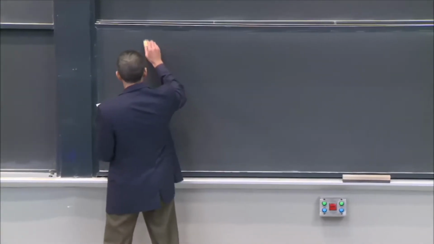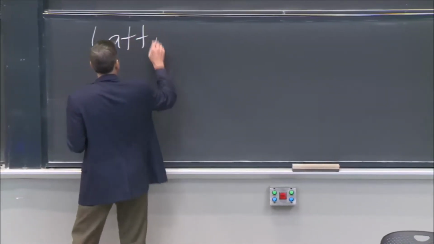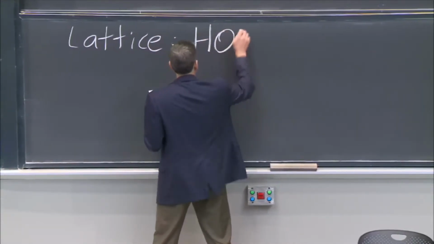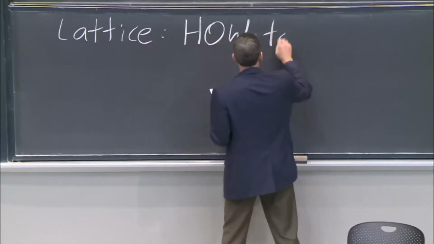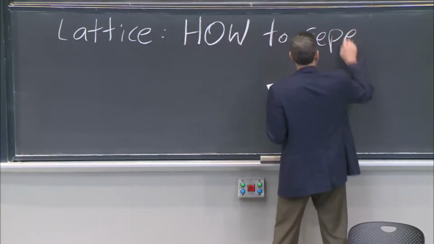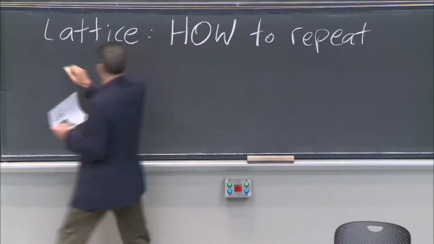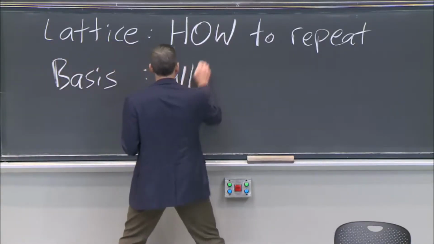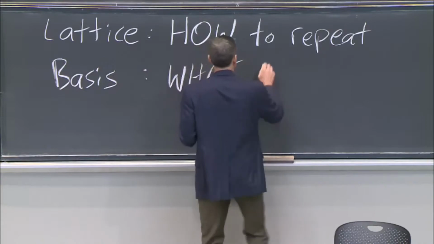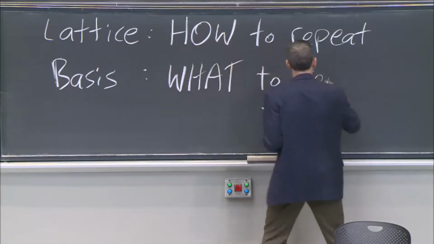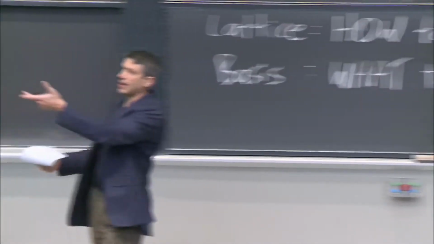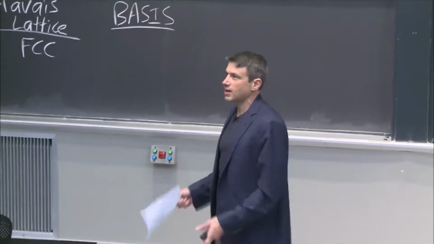So the lattice is, all caps, how to repeat, okay? And the basis is what to repeat, okay? So if this is my lattice and I decide that I want to get 1 million downloads on YouTube, I'm going to put a cat there.